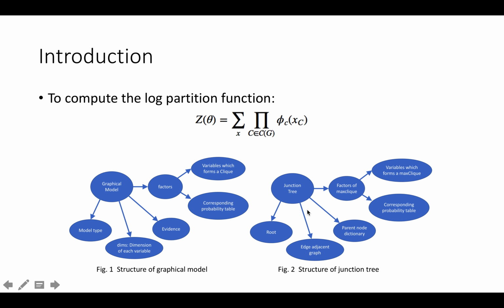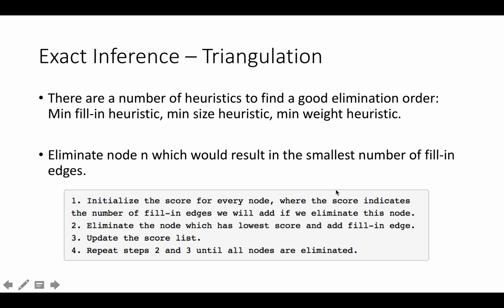Figure 2 shows the structure of a junction tree. The difference is that the factor of a junction tree is a max clique. And the first step of the exact inference is to transform a graph G into a triangulated graph.